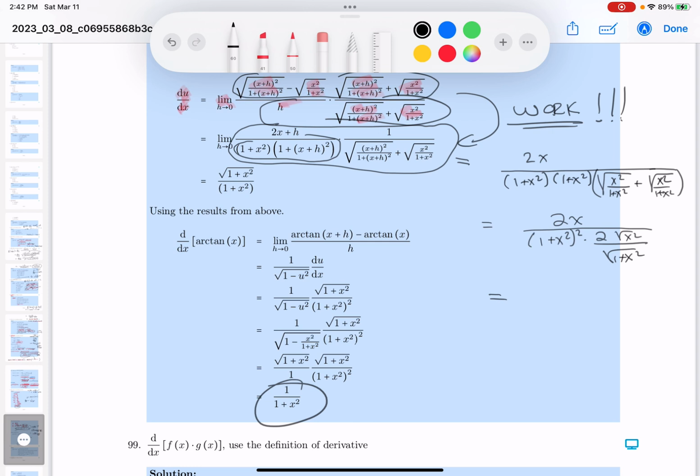And I'm going to write this down for you. It's going to be 2x, and then root of 1 plus x squared. On bottom, what do you get? You get 1 plus x squared. You get squared, 2, and then you get x over here. This cancels off. And I'm kind of looking at that now, and what do I get? Yeah, I get, you know what?